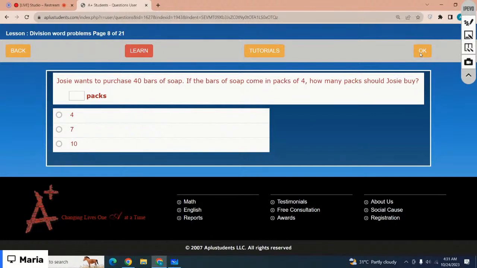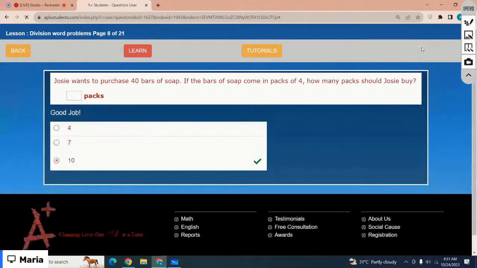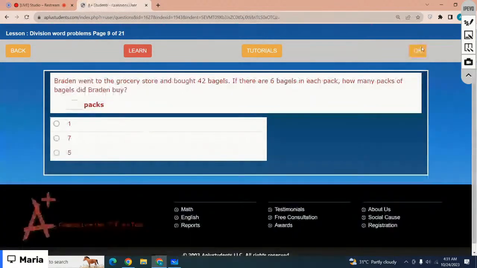Very good. The correct option is 10. 4 times 10 is 40. So the correct option is 10. Okay, Braden went to the grocery store and bought 42 bagels. If there are 6 bagels in each pack, how many packs of bagels did Braden buy?